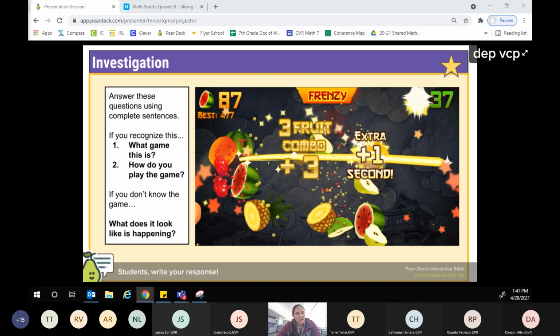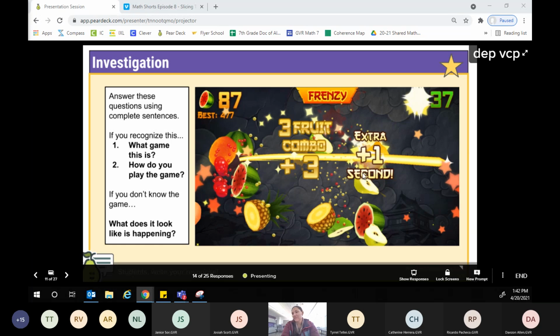Okay, so if this looks familiar, awesome. If not, don't worry. This is actually a picture of a game. If you recognize this game, which I see some of us already do, which is awesome, go ahead and answer that first question. What game is this? And then I want you to describe, how do you play this game? If you don't know what game this is, I want you to just use this picture and describe, what do you think is happening? And yes, this is math.